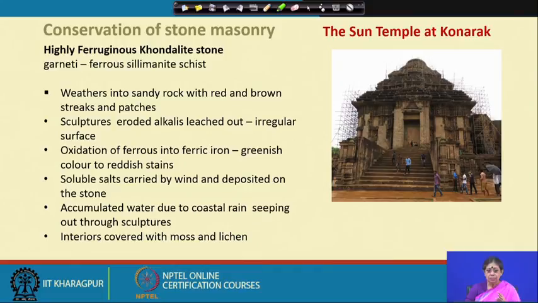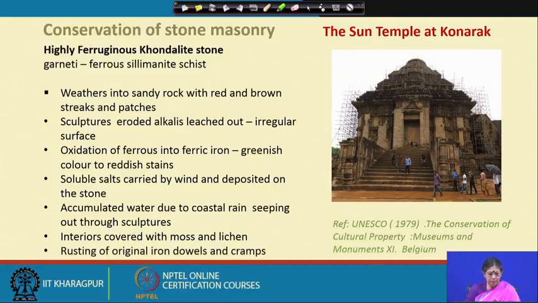So these are broadly the types of problems found in the Konark temple. Also, the dowels used with the stones were iron dowels, and they corroded because of not only the water but the salinity of the water, which caused cracks in the stone. These are broadly the major types of defects found in Konark stone.